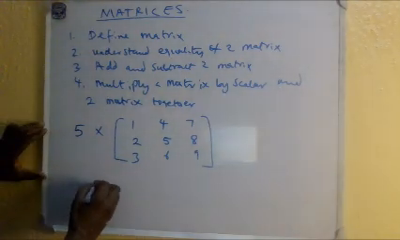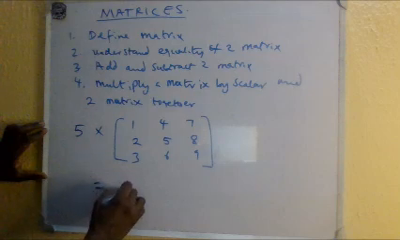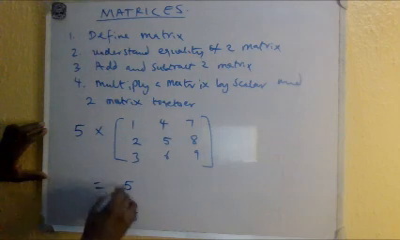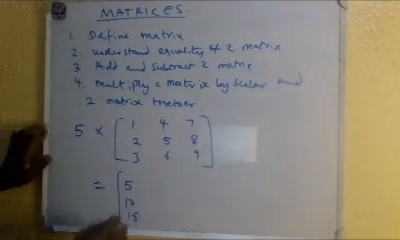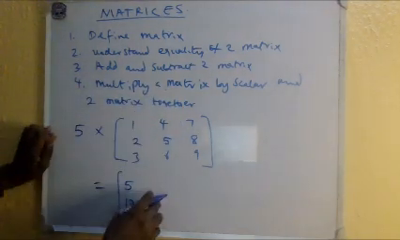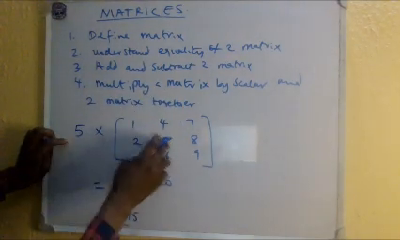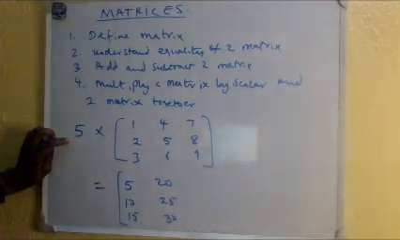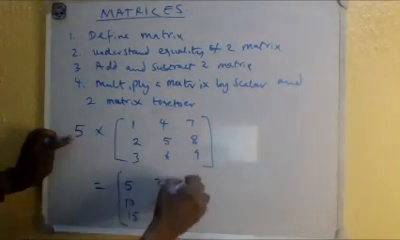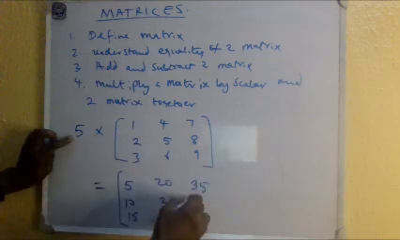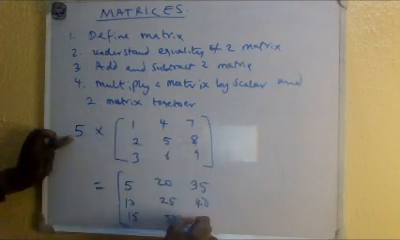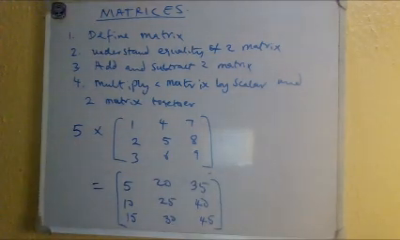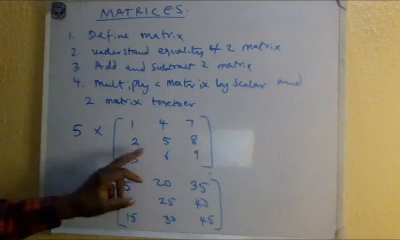So our new matrix is like this: 5 times 1, 5. 5 times 2, 10. 5 times 3, 15. This is the first column. Second column: 5 times 4, 20. 5 times 5, 25. 5 times 6, 30. Third column: 5 times 7, 35. 5 times 8, 40. 5 times 9, 45. So this is what will come out from multiplying a scalar with a matrix.